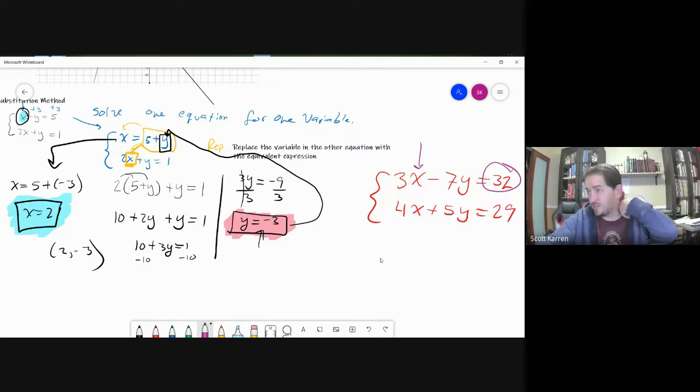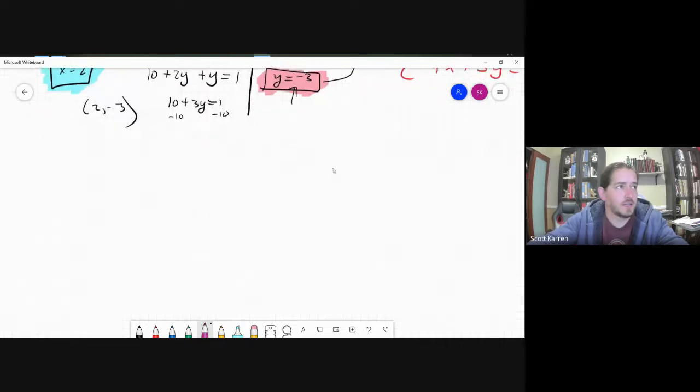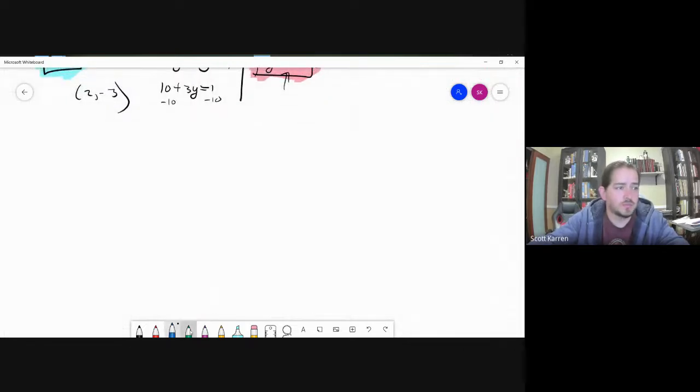And so this is the downfall, is when you don't have something just nice hanging out there that you can say, hey, it's super easy to solve for that variable by doing very little work, right? When that's the case, we're going to look at another way to solve a system. And that other way is called the elimination or the addition method.